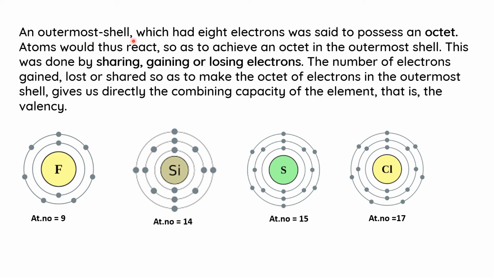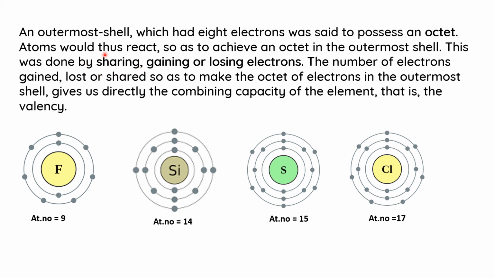An outermost shell which had 8 electrons was said to possess an octet. So 8 electrons in the outermost shell, the valence shell, is called an octet. All atoms try to attain the octet to get stability. So atoms would react so as to achieve an octet in the outermost shell. This was done by sharing, gaining, or losing electrons.